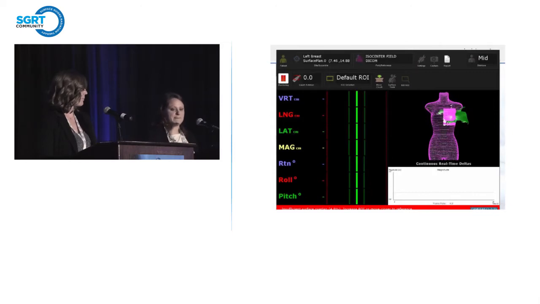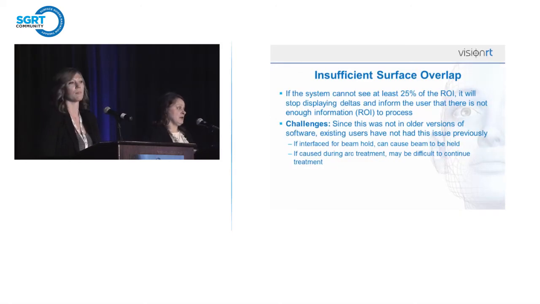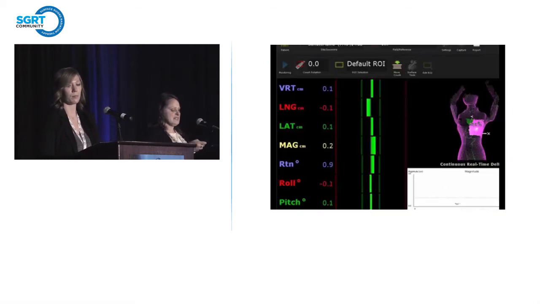This presents a challenge, number one, because a lot of existing users who had older versions of the software never had this, so they never had to experience where all of a sudden they had no delta information. When you're interfaced with beam hold, we will hold beam when that happens, and if you're doing an arc treatment, this can really cause a problem because if you can't get that information, you're not going to be able to continue your arc. So, just a quick video: every time you see the red banner at the bottom of the screen, we would actually be holding beam if you have a beam hold treatment. So obviously that's very frustrating.